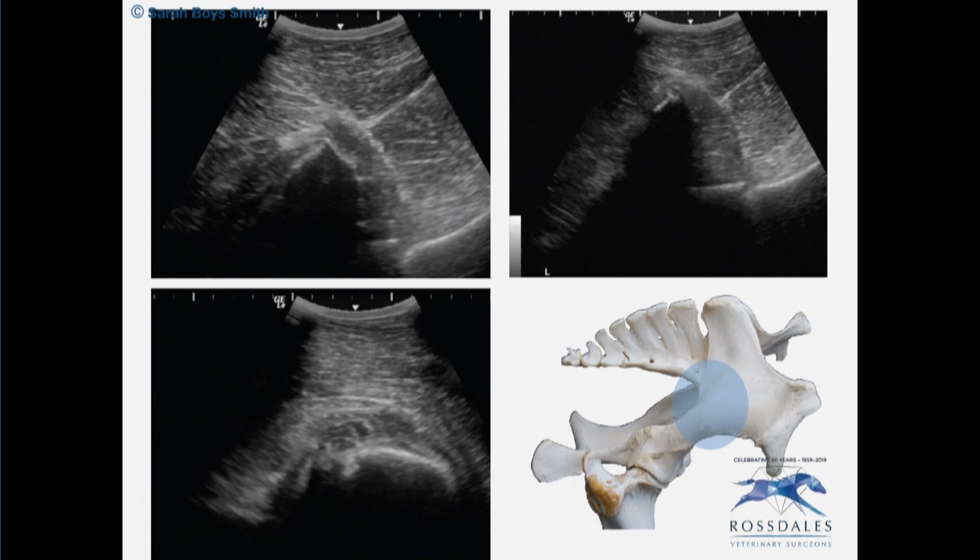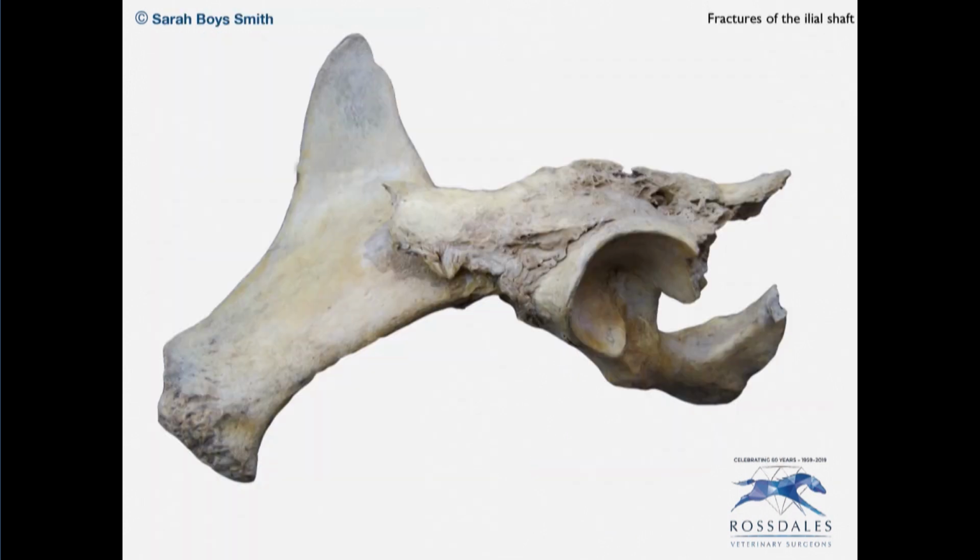And the other interesting thing that you could see from the ultrasound of this horse was that the hip joint appeared to be closer to the ilial wing than on the contralateral side. And this is what happens with these cases. So this is obviously a post-mortem specimen. So tuber sacrale, tuber coxae here. This is the hip joint here.